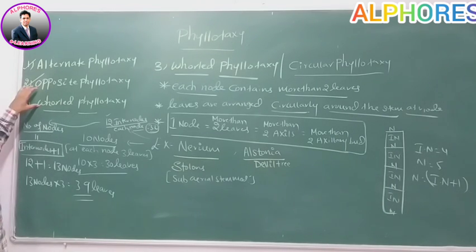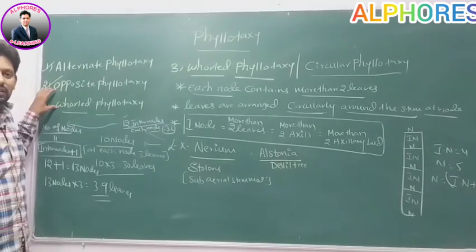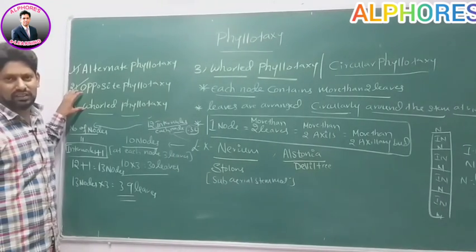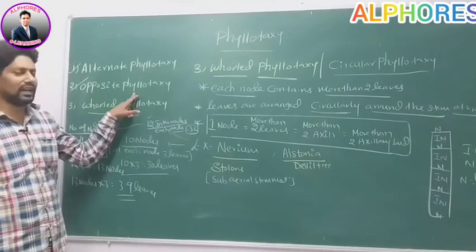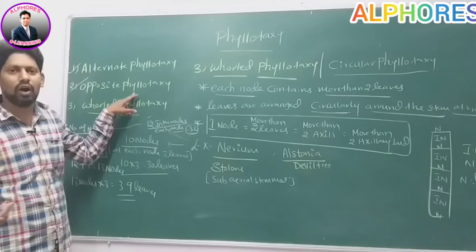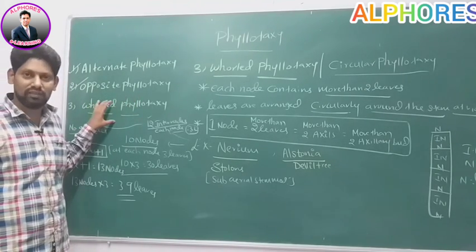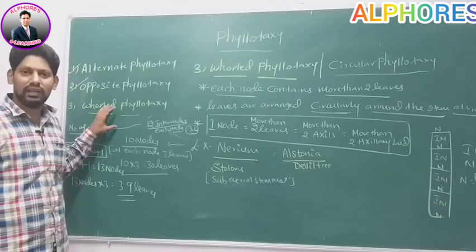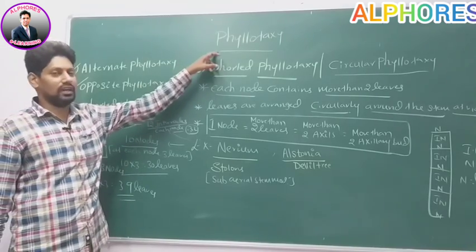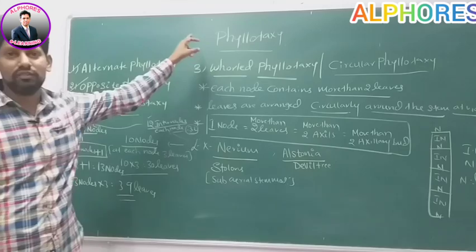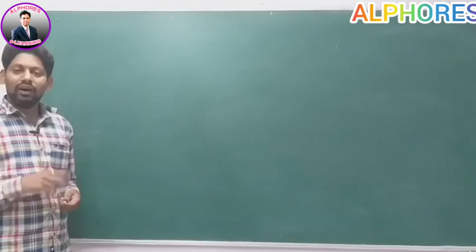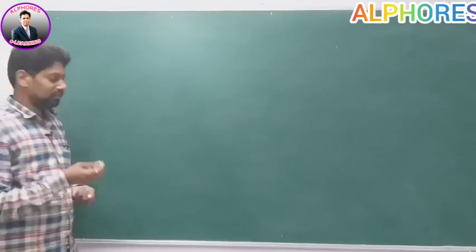Concerned to this, the questions won't be direct. You should be careful. The questions will be like this. If you take a Calotropis plant, at each node how many leaves are present? Sir, Calotropis means opposite phyllotaxy. How many leaves? 2 leaves. How many axillary buds? 2 axillary buds. Therefore, you should remember the examples carefully. With this, we completed phyllotaxy. Now, go for the next topic.